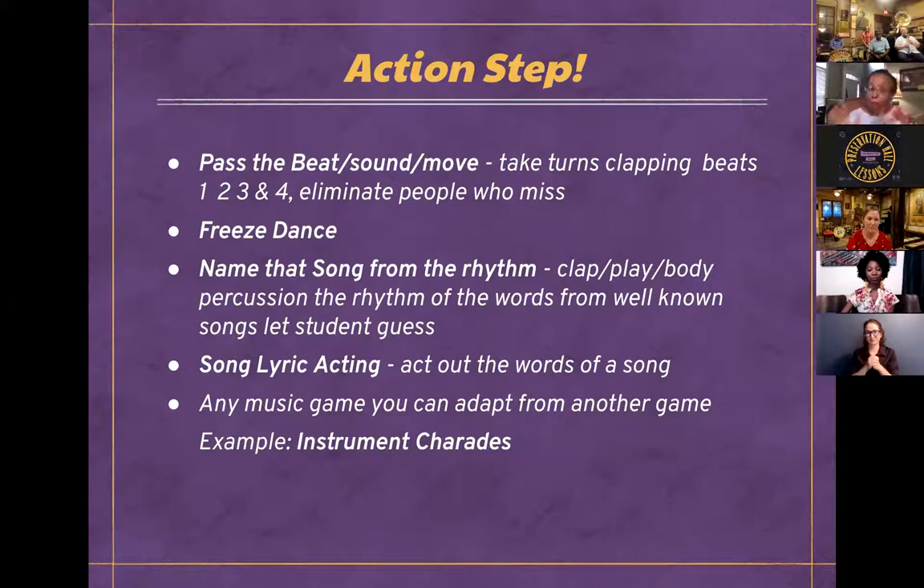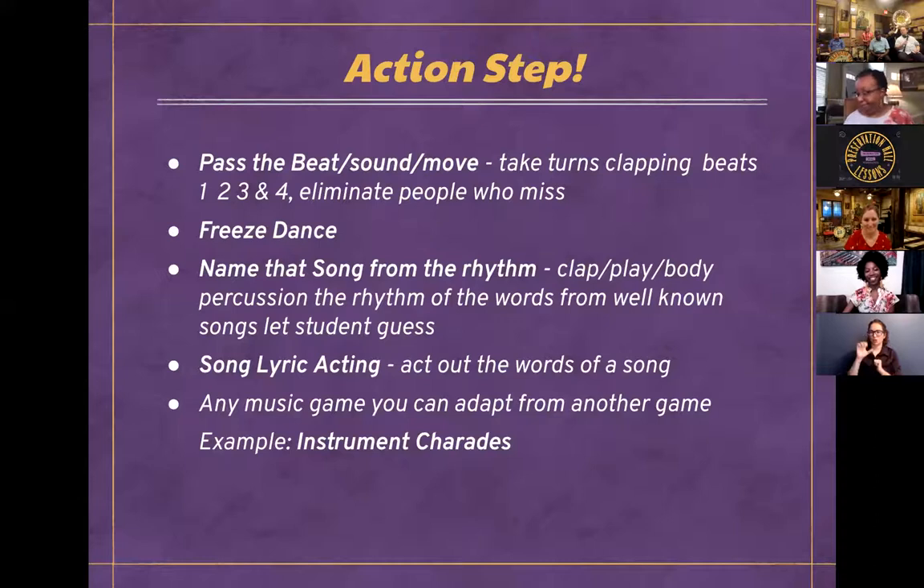Name that song from the rhythm. If you have a group of songs that all the kids know, see if they can do a little guessing game. Somebody claps the rhythm, body percussion the rhythm, and see if they can hear the song from that. It's a great brain teaser. Song lyric acting: have them use their own movements and actions to act out the words of a song. And of course, adapt some other games into music games, such as instrument charades.